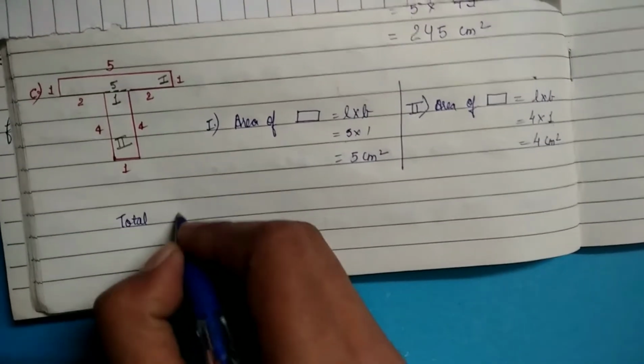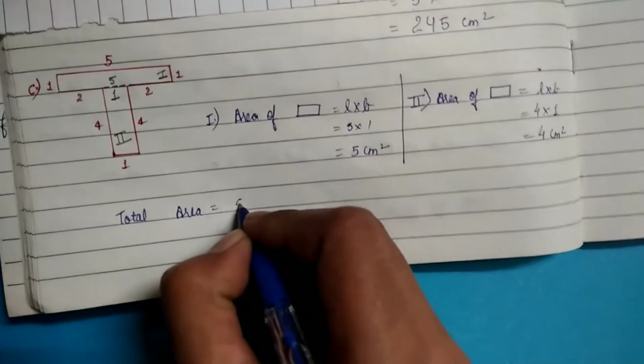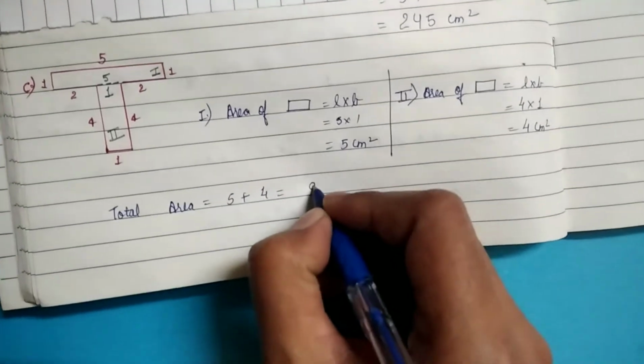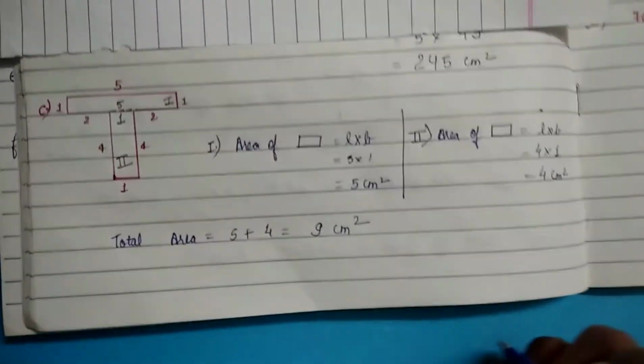So the total area is 5 plus 4, which is exactly equal to 9 centimeter square.